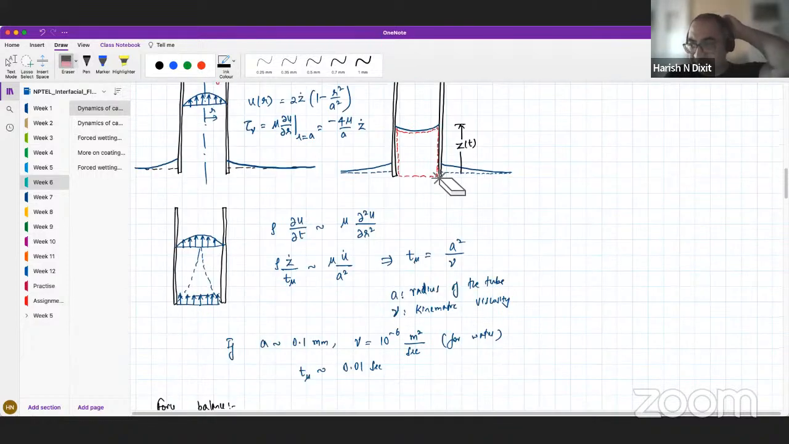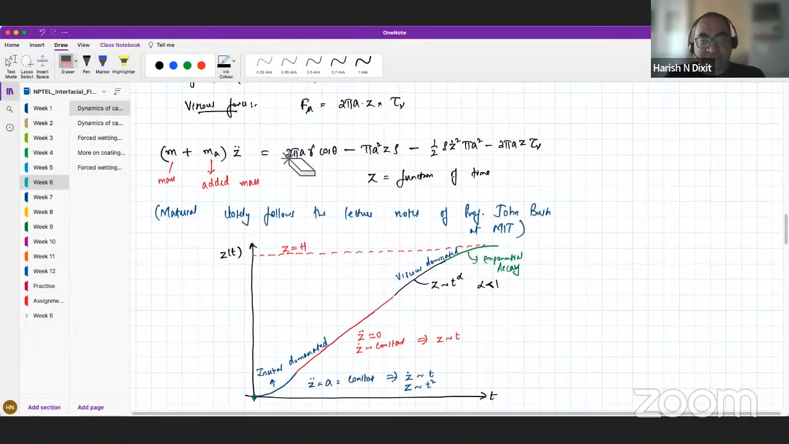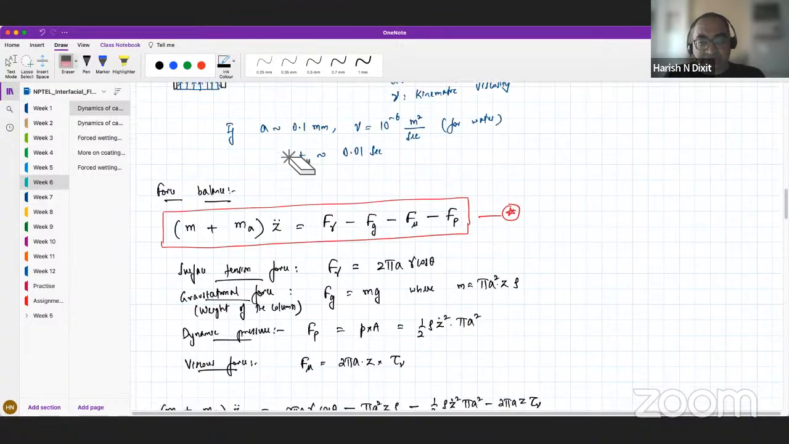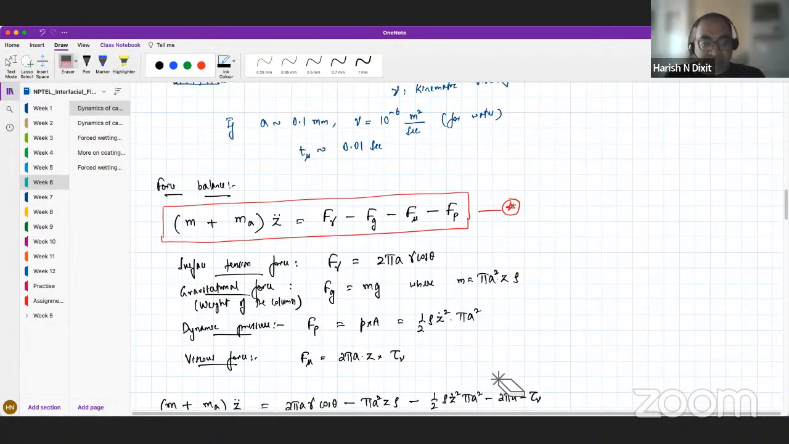Several terms do change. Surface tension force will be modified. So I would like you to look at the force balance that we've written down and ask yourself, what are the things that change? Pi a squared z here is a gravity term. Pi a squared z times rho is the mass of the vertical column. This term will still contain z, because the weight of the vertical column should not matter for gravity. So that I think should not change.